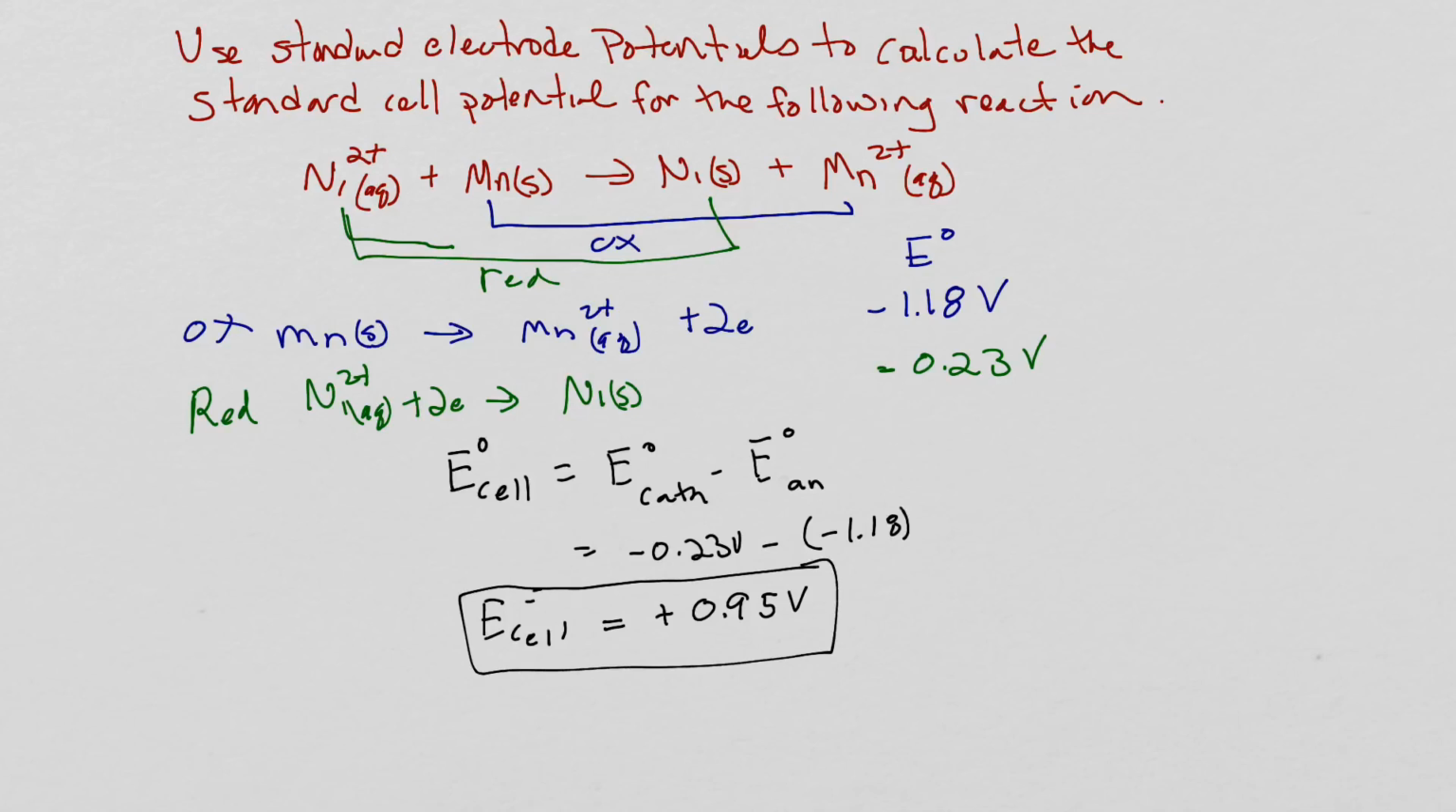So the fact that this is positive indicates a spontaneous reaction. So yes, this reaction would occur as written, that manganese would be oxidized in the presence of nickel ions in a spontaneous way, generating a potential difference of 0.95 volts. And so this is the idea of using these standard potentials to calculate cell potentials and then to tell whether they're going to occur spontaneously or not.